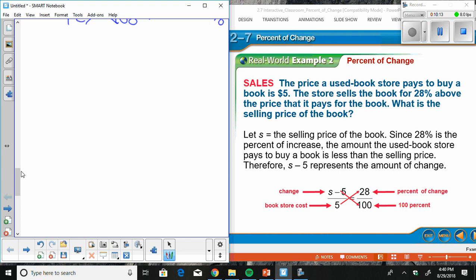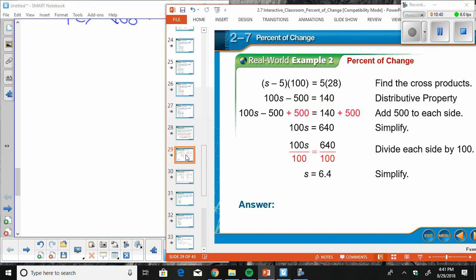So let S equal the selling price of the book. Since 28% is the percent of the increase, the amount the used bookstore pays to buy a book is less than the selling price. Therefore, S minus 5 represents the amount of change. And you can see you put it over the original of 5 equals the 28 over the 100, since that's our percent of change. And now we did our cross multiplication. We have S minus 5 times 100 equals 5 times 28. And we take that down and out and get our answer.